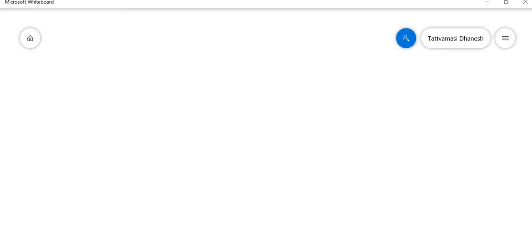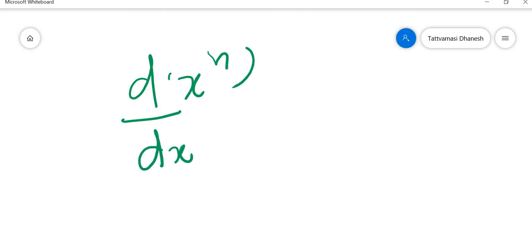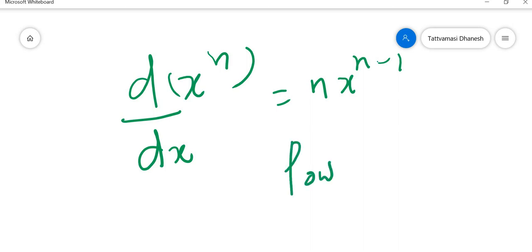The first formula we use is d by dx of x raised to n is n x raised to n minus 1. This is the first formula. We call it the power rule. In the last video we discussed the power rule.